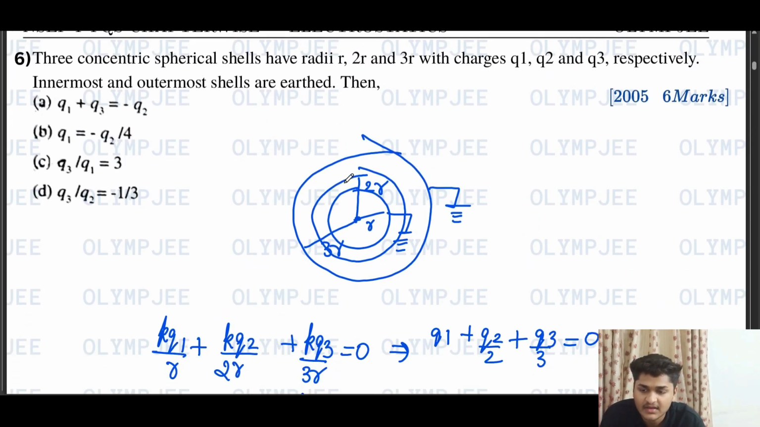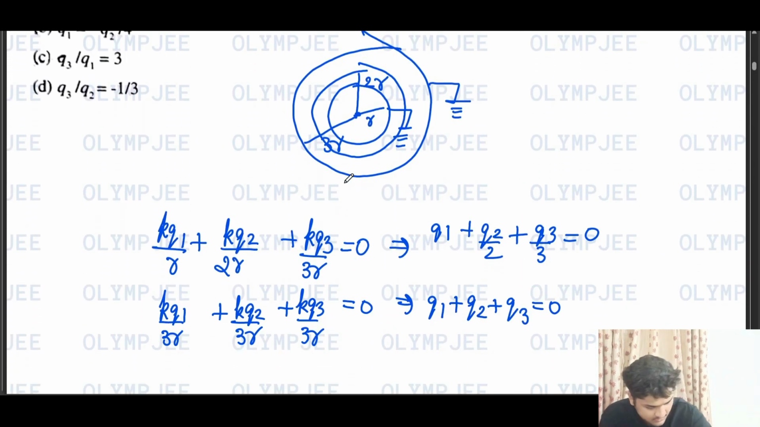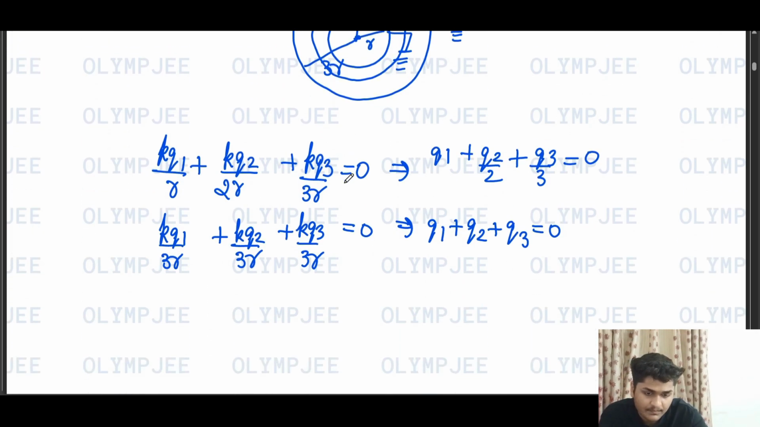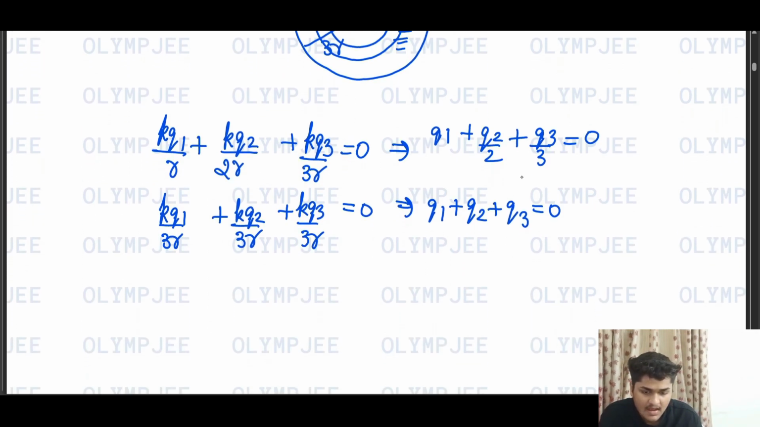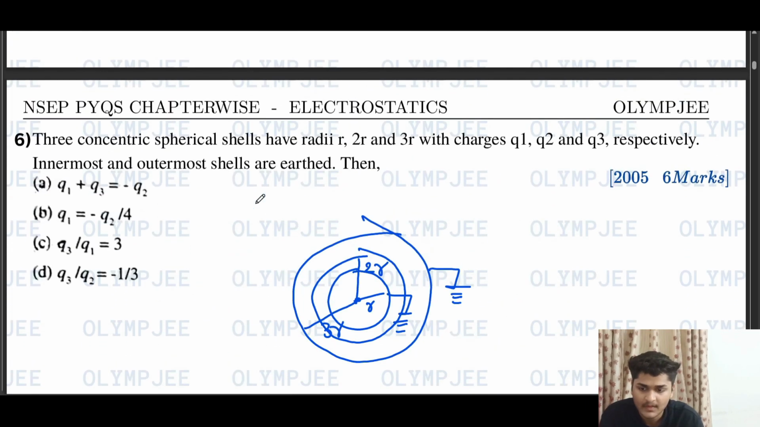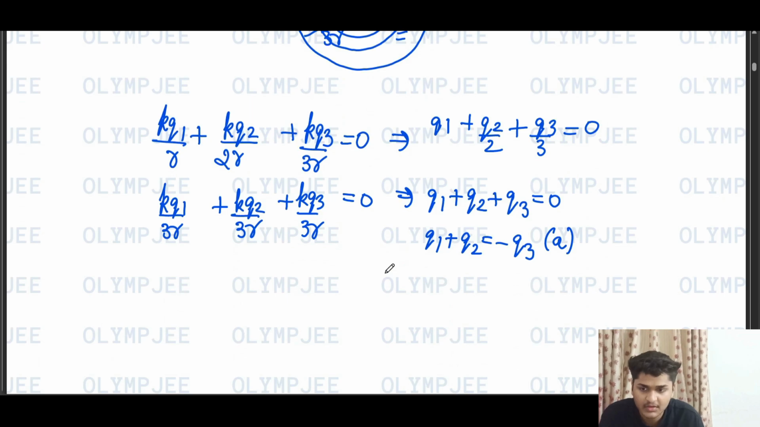So first we need to find the relation between q1, q2 and q3. We can see that q1 plus q2 will be equal to minus q3, which is option A. So option A is correct. Sorry, this was q3 and q2.